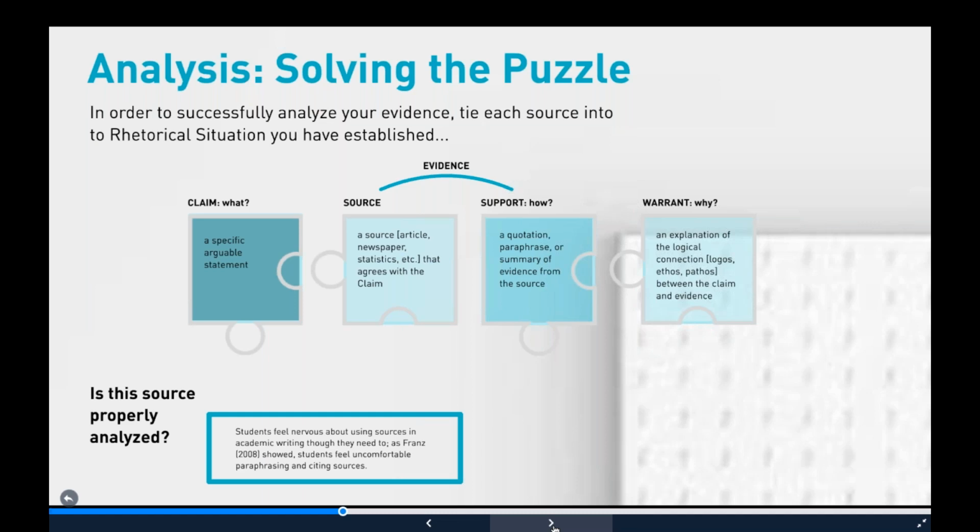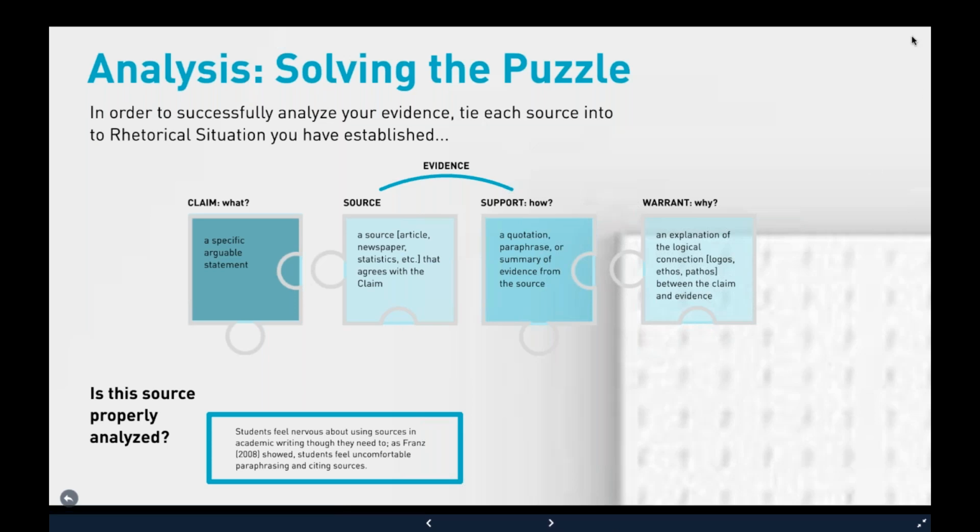Let's take a look at this. Is this source properly analyzed? Students feel nervous about using sources in academic writing, though they need to. As Franz showed, students feel uncomfortable paraphrasing and citing sources. Looking at these steps, do you think that the source was properly analyzed?